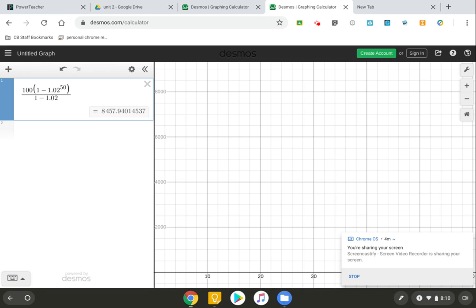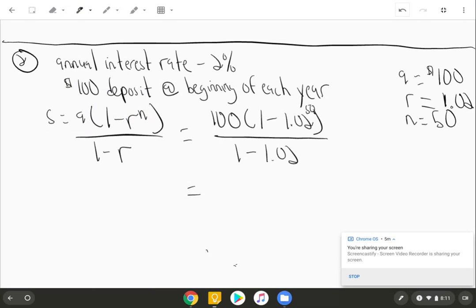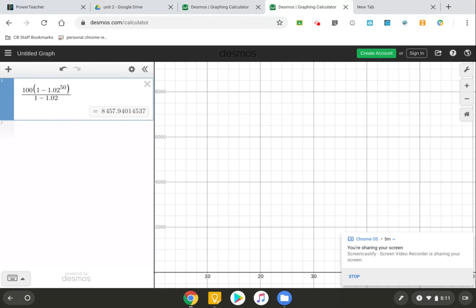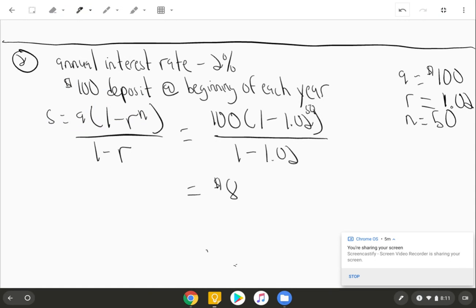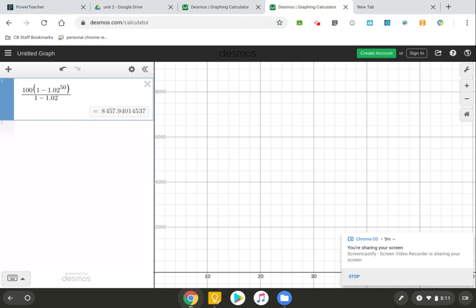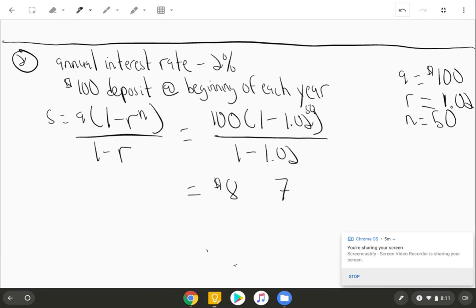Now we are talking about money in a bank account at the start of the 50th year. So with money, dollars and cents, we always go to 2 decimal places. So I'm going to round this to 2 decimal places. This will be $8,457.94. So at the start of the 50th year, Denise will have $8,457.94.